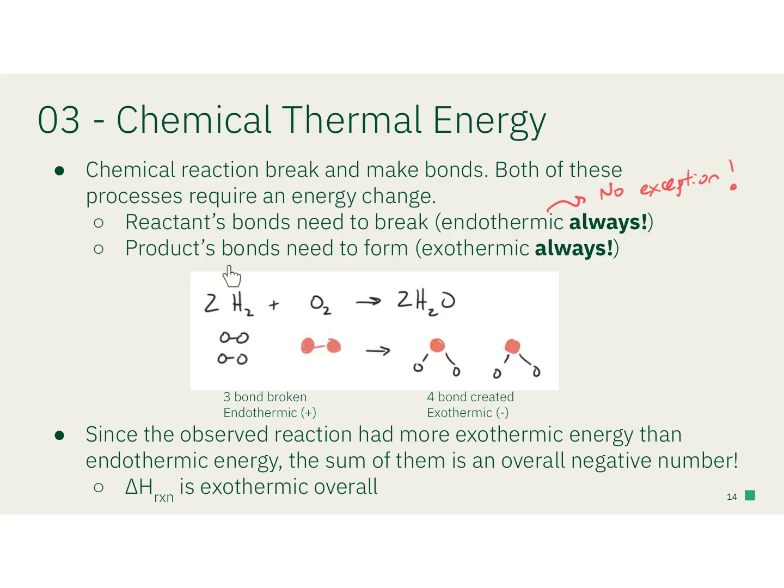Now the products then need to be formed. The products create bonds. Creating bonds is always exothermic. Now, if the energy that went into breaking the bonds is equal to the energy lost when the new bonds are formed, then the reaction overall would be zero energy change. But that almost never happens. One of these, either the reactants' bonds or the products' bonds, requires more energy to break or releases more energy to make. And as a result, the reaction is either exothermic or endothermic.